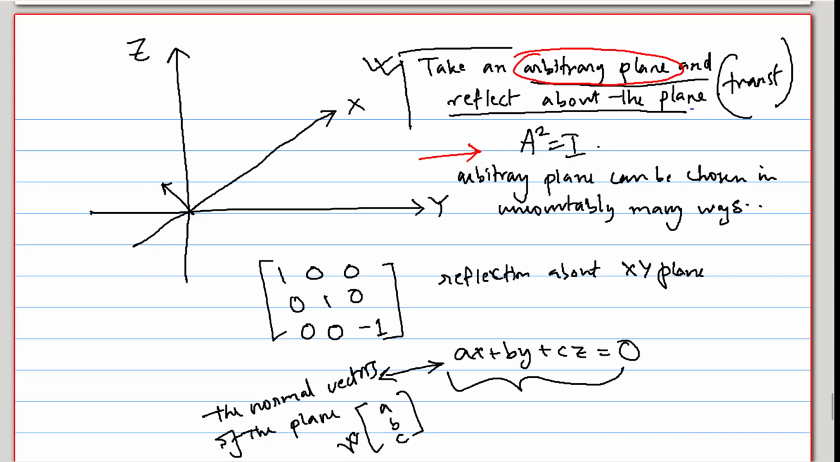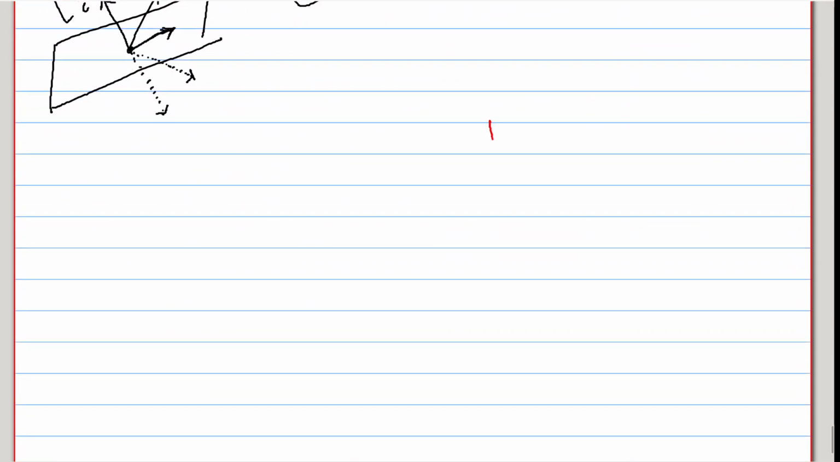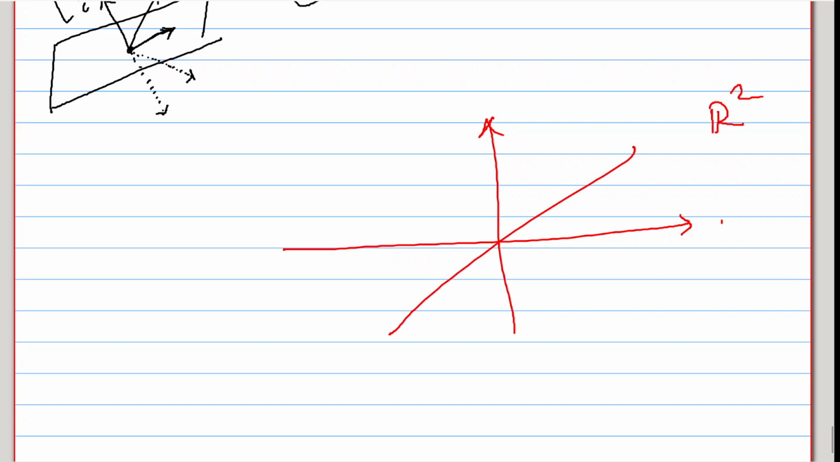See, for simplicity, take R2, and you take a line y equal to 2x. Now you reflect about this line. Doesn't it give A square equal to I? You reflect once, it will go here. Reflect once again, it will come back, right? So the same idea I'm doing in R3 with planes. I'm trying to figure out the matrix.